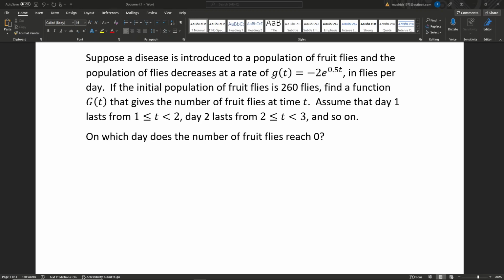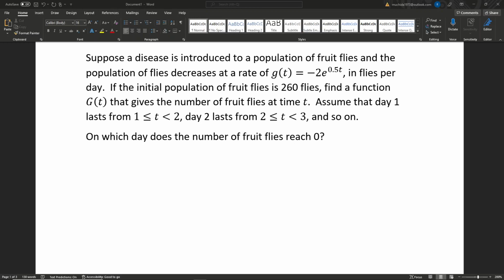Hi, I was asked to go over a couple examples similar to the ones asked in Newton for the section dealing with exponential growth and decay. Now, for this first one, it says, suppose a disease is introduced to a population of fruit flies, and the population of flies decreases at a rate of g of t equals negative 2 e to the 0.5 t in flies per day. If the initial population of fruit flies is 260 flies, find a function capital G of t that gives the number of fruit flies at time t.